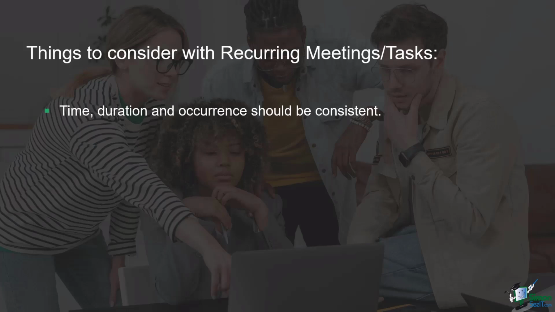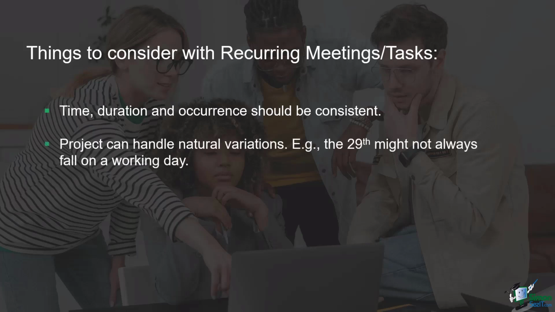And what I mean by that is you know for sure that that meeting is going to occur on the 29th of every month, and the duration is going to be 3 hours from 2 p.m. to 5 p.m. Now, of course, there are natural variations. For example, the 29th of the month might not always be on a working day. It could be at the weekend. Now, Project will deal with any situation like that, so we don't really need to worry about that too much.